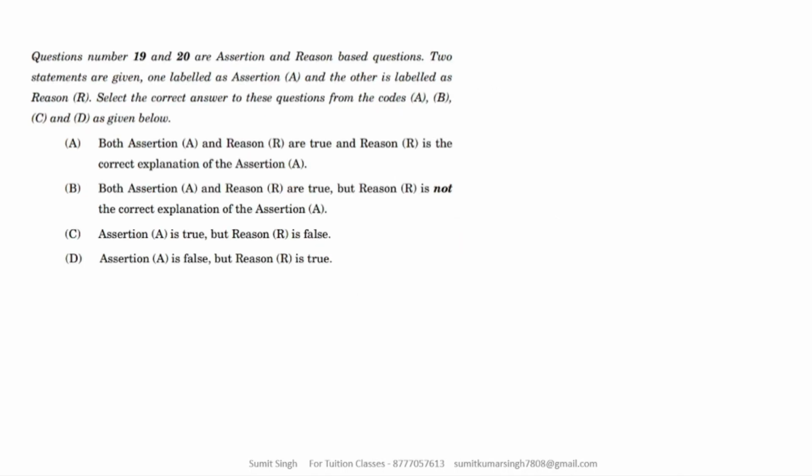Questions number 19 and 20 are assertion and reason based questions. We will choose option A when both assertion and reason are true and reason is the correct explanation for the assertion. We will choose option B when assertion and reason are true but reason is not the correct explanation for the assertion. Option C we will choose when assertion is true but reason is false. We will choose option D when assertion is false but reason is true.